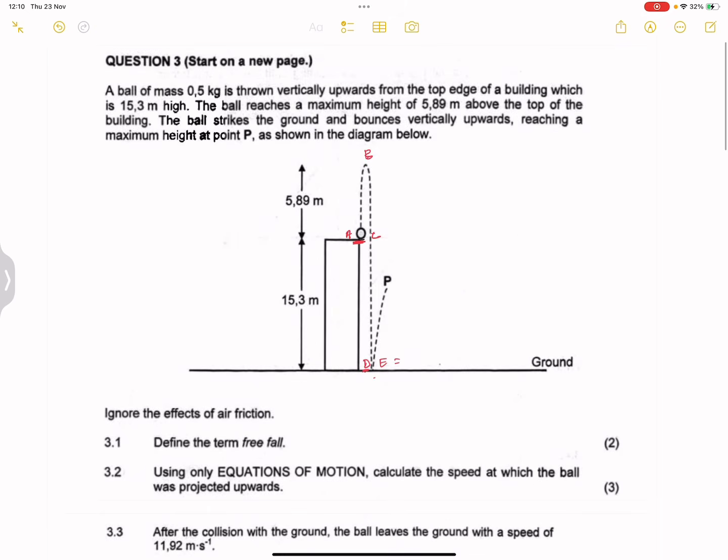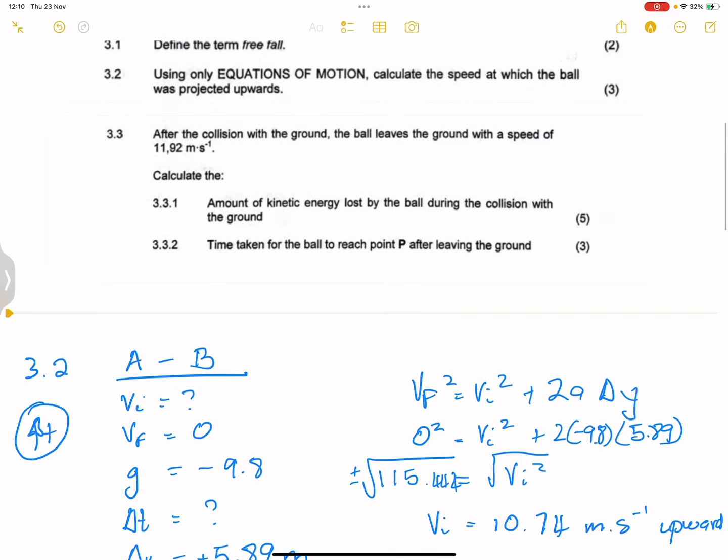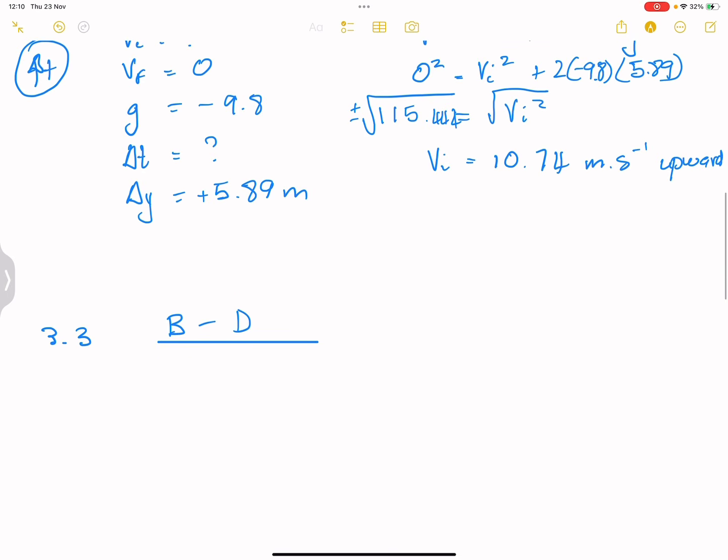Right, so let's do this. Let's find out from a till d what the final velocity was. And nothing wrong if you decide to take it from b till d. In fact, let's do that. Let's take b to d. So that would be 3.3. Okay, so from b to d, remember at b it was at maximum height, so our initial velocity would be 0. Our final velocity is what we're looking for.